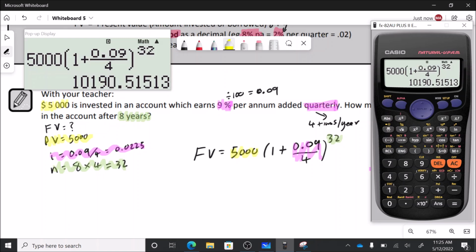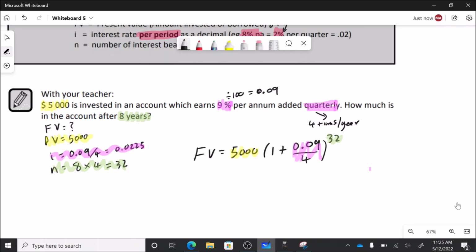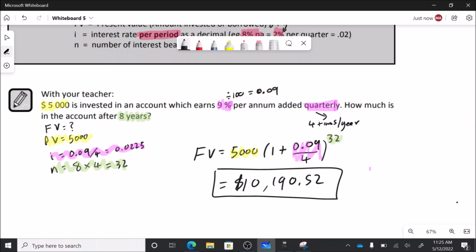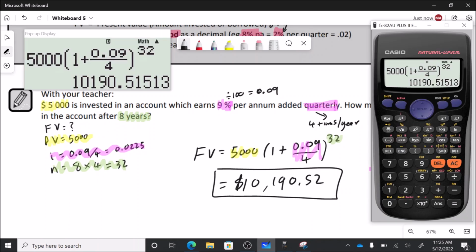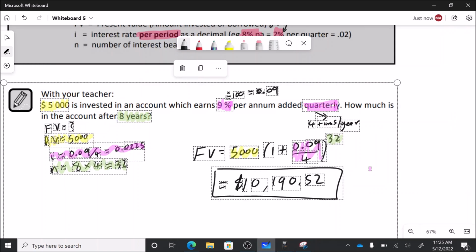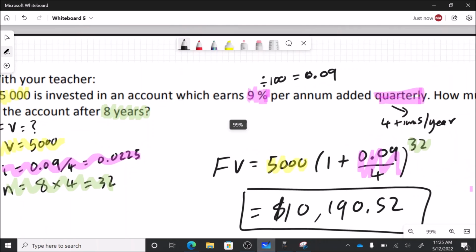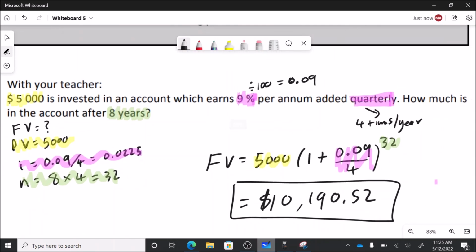Okay, so that is our final answer. $10,190 and 52 cents is the final answer, because we're asked how much is in the account after 8 years. That's the total. So this here includes the $5,000 principal and the interest on top of that.